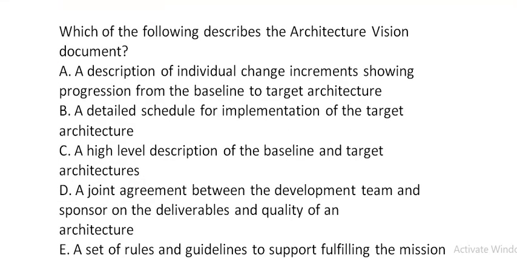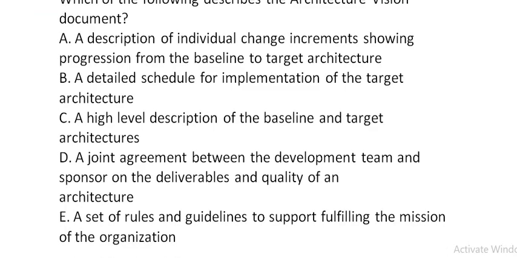Now moving to the next question. Which of the following describes the architecture vision document? Option A, a description of individual change increments showing progression from the baseline to target architecture. Option B, a detailed schedule for implementation of the target architecture. Option C, a high-level description of the baseline and target architecture. Option D, a joint agreement between the development team and sponsor on the deliverables and quality of an architecture. And option E, a set of rules and guidelines to support fulfilling the mission of the organization.